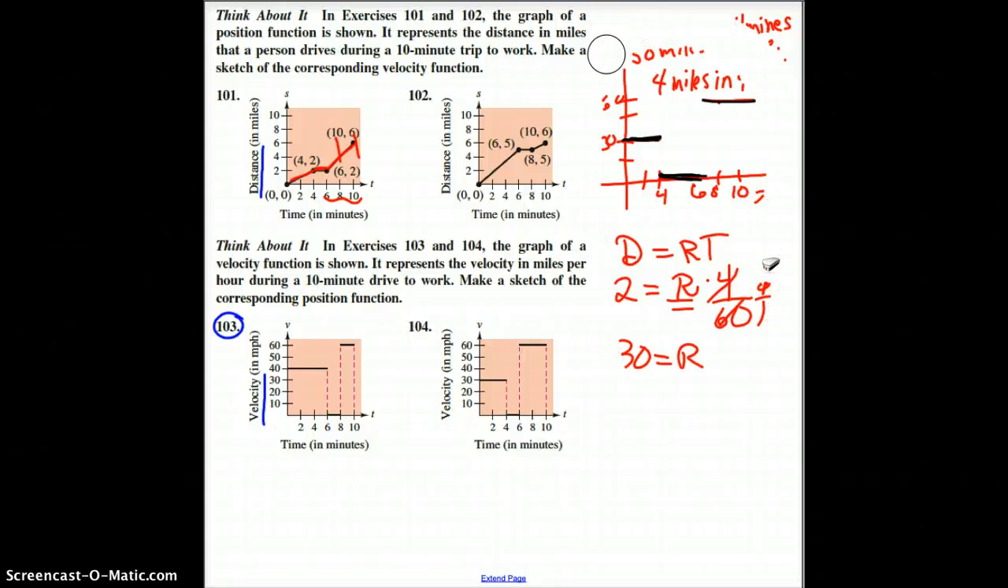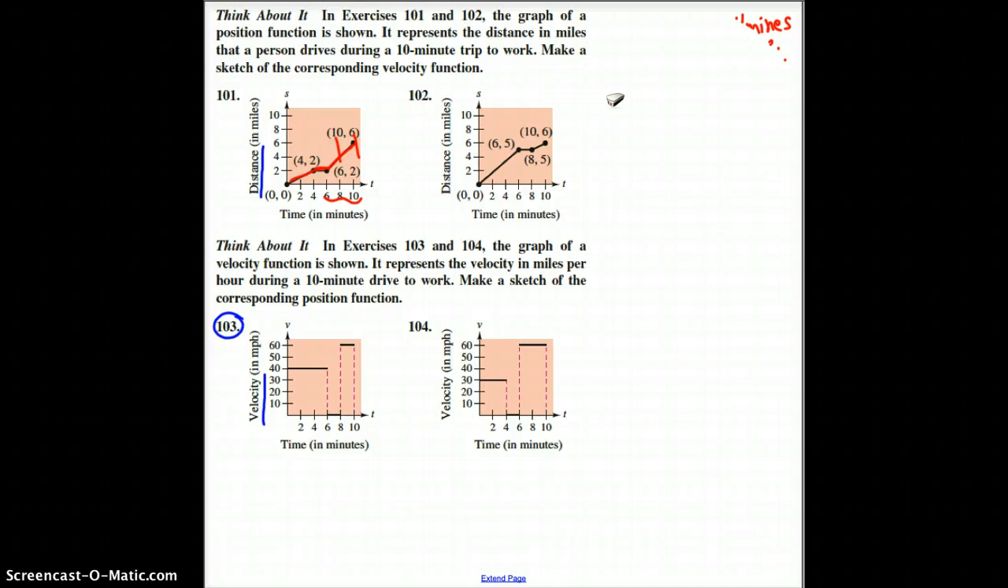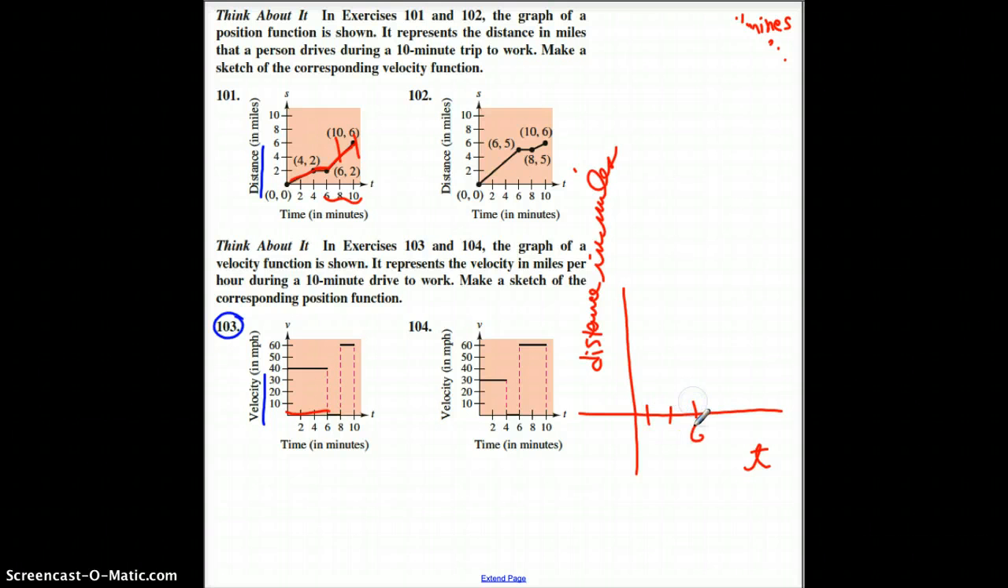So let's go look at the next one where we're going in reverse. Now I'm being given my velocity or my rate in this context, and I'm trying to figure out how far I went. So in the next one, I would still have my time down here along my x-axis, but on this one, I'd be looking for my position or my distance in miles. So I want to know how far I'm traveling on this one. Well, let's see what happens in the first time interval, which is in the first 6 minutes. So let's go out here to 6.